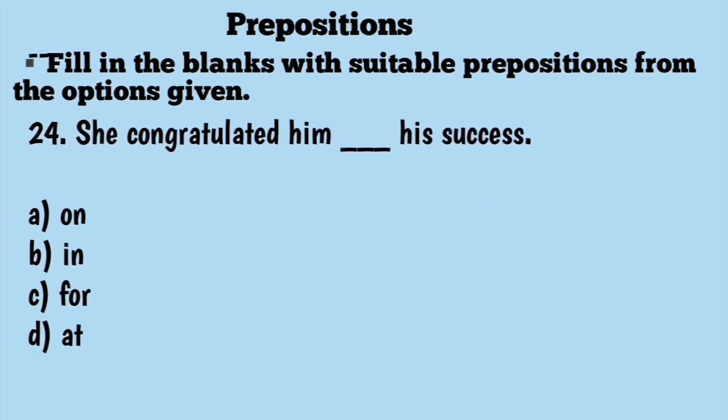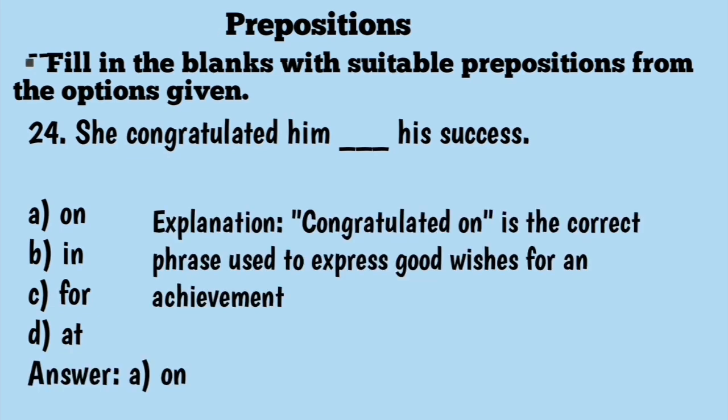Next, she congratulated him dash his success. Option A on, option B in, option C for, option D at. Answer is option A on. Congratulated on is the correct phrase used to express good wishes for an achievement.